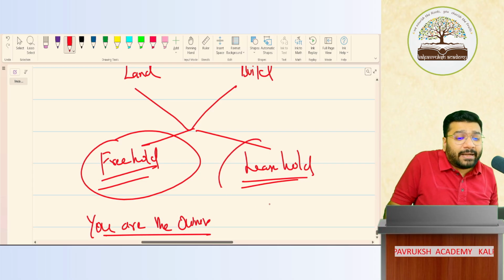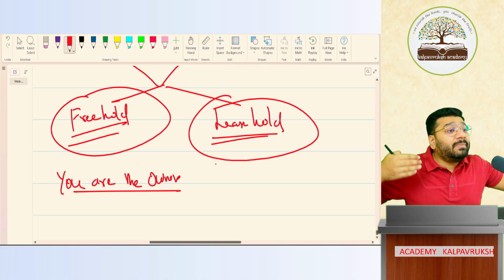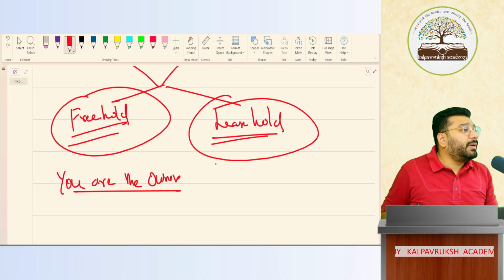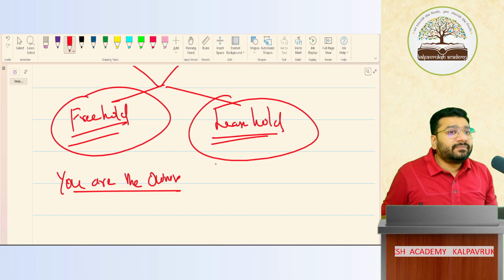So what is leasehold land? A land which is taken on a long-term lease. Even now it is very common. In Tamil we say bogyam. In Hindi I don't know what we say. In Tamil it is called bogyam.